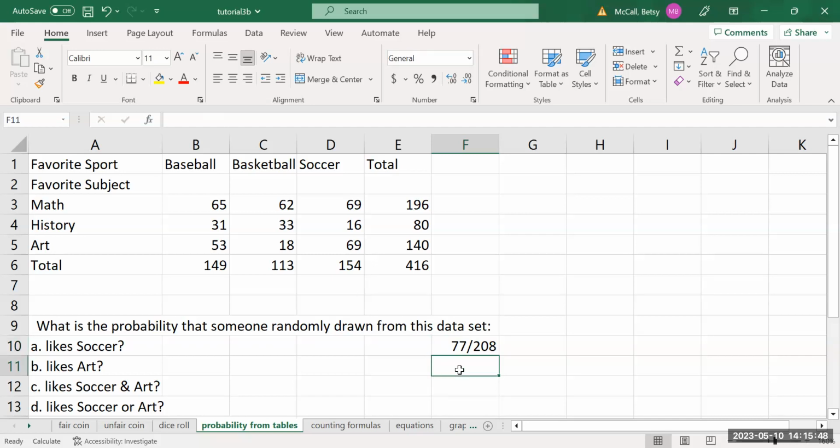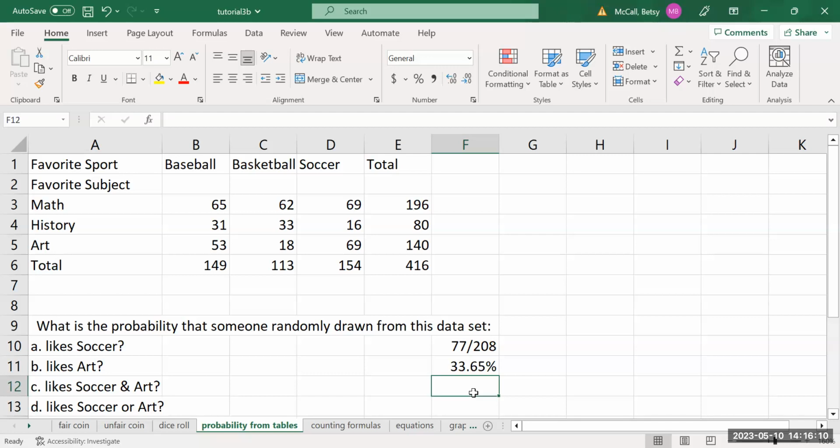What about if they like art? Well, if they like art, then again, we're going to look for the total number of art people, and we're going to divide that by the total. And then I'm going to display this as a percentage. Keep 2 decimal places.